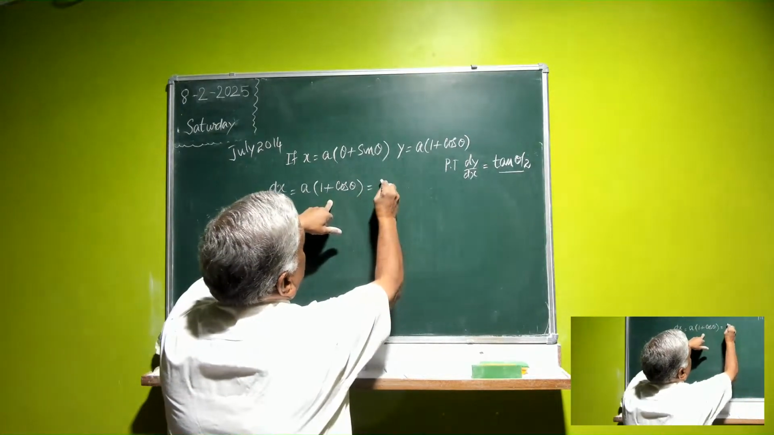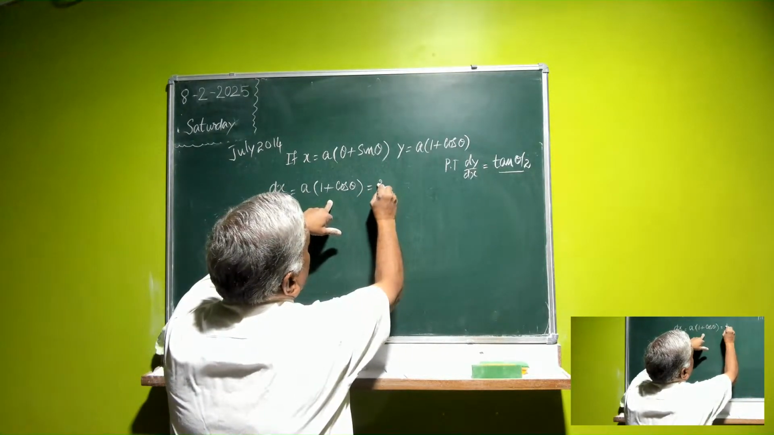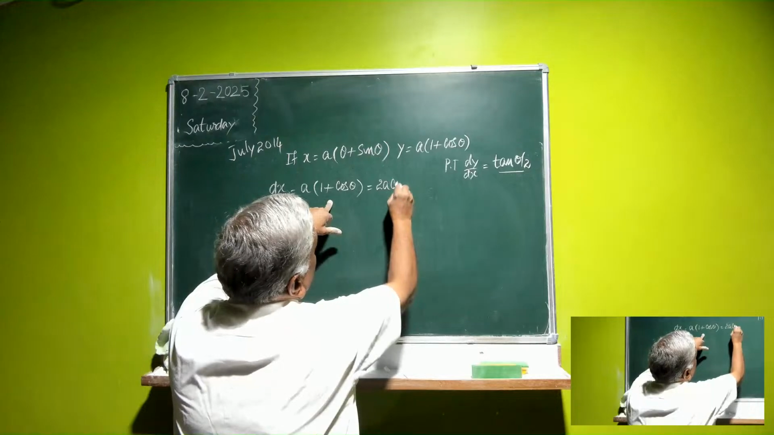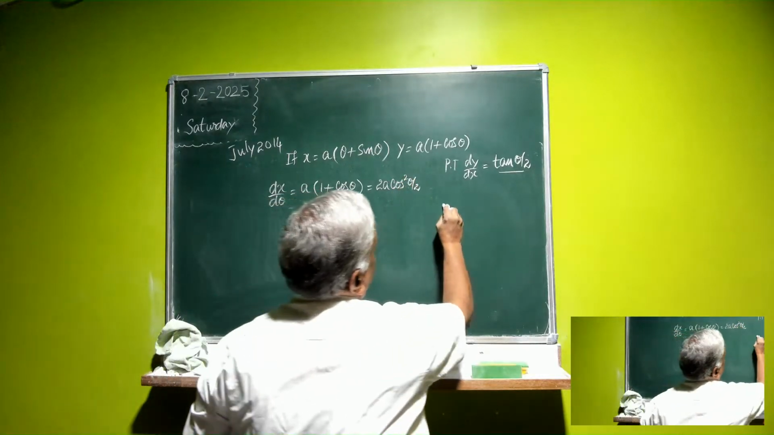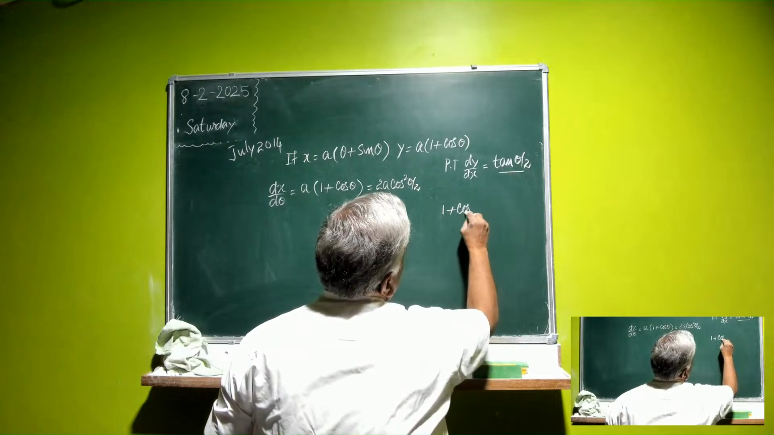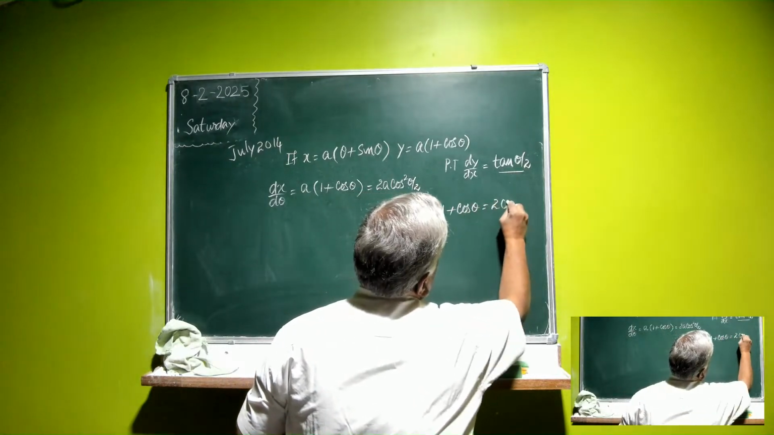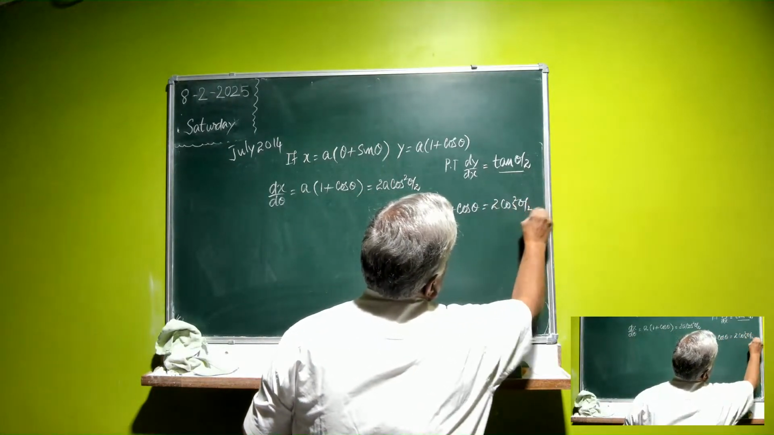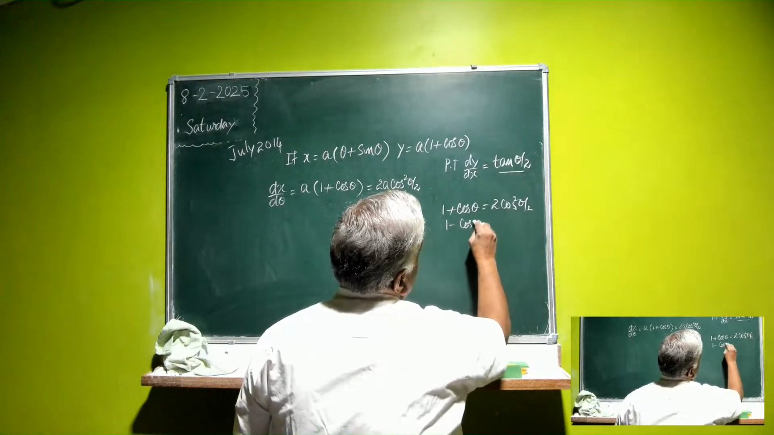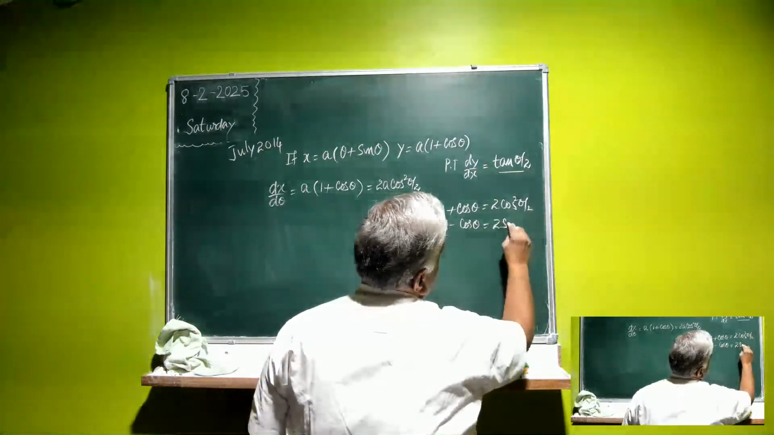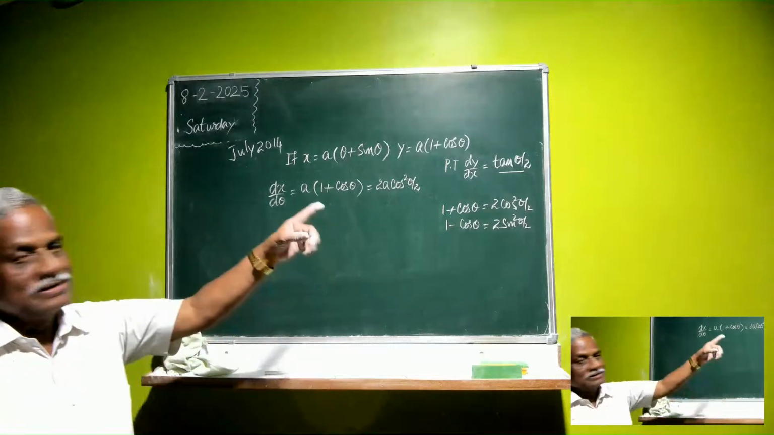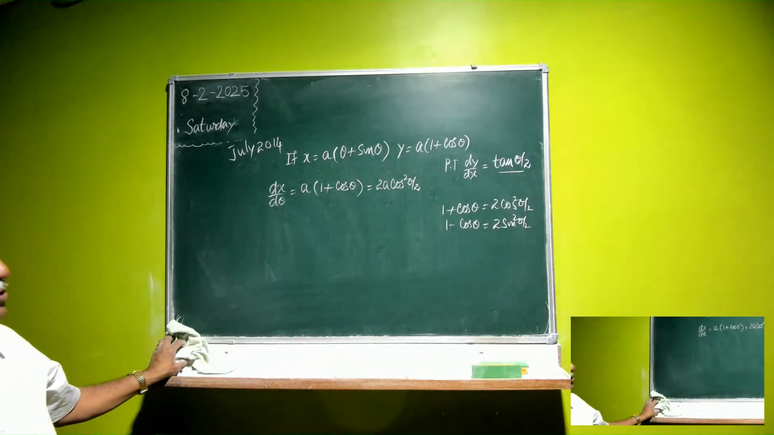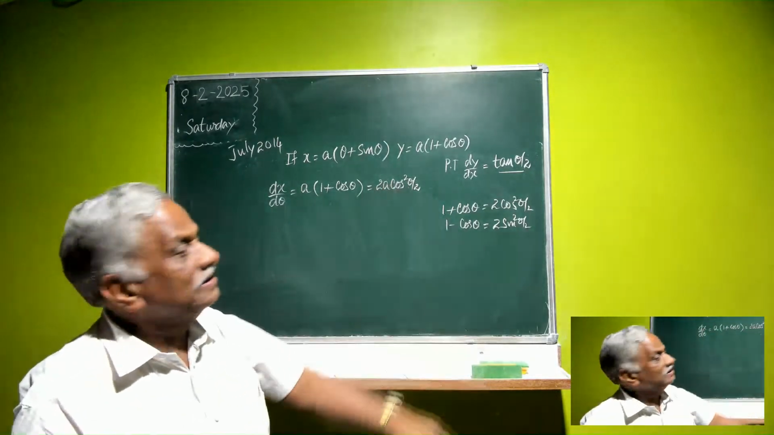1 plus cos theta is 2 cos square theta by 2, so 2a cos square theta by 2. I repeat, we have written this formula. 1 plus cos theta is 2 cos square theta by 2. And 1 minus cos theta is 2 sin square theta by 2. How do I know I should use the formula? Looking at the answer. The answer has got half angle.